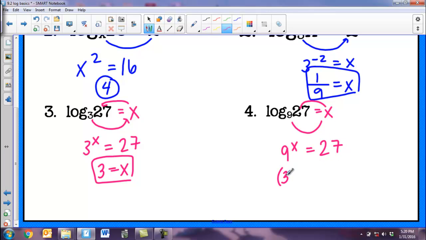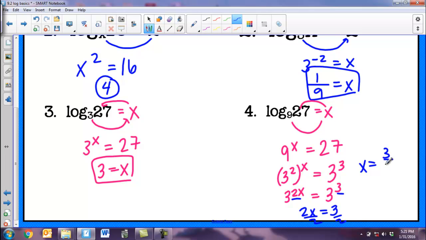So if I write 9 as a power of 3 and then just put that x in there, and I know that 27 is 3 cubed, now that I have bases that are the same, I must know that the exponents are the same as well. So I'm going to go ahead and use my exponent rules right here and know that 3 squared to the x would be 3 to the 2x, equals 3 to the 3, which now I can just set my exponents equal to each other and solve. So I'd have 2x equals 3, divide both sides by 2, and I would know that x is 3/2.